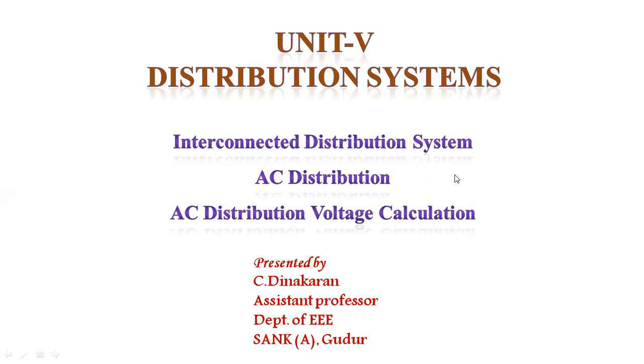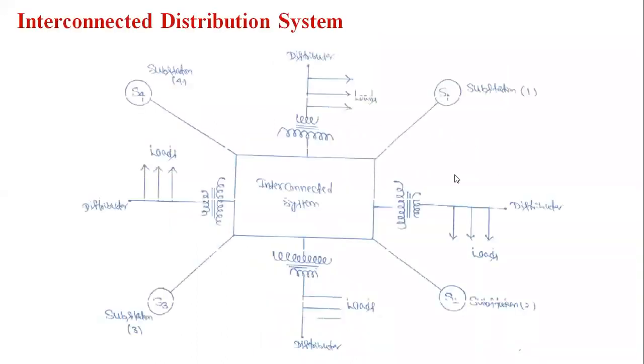In the ring distribution system, the voltage drop is less. Maintenance and repair is also easy. It is reliable when compared to the radial distribution system. And the voltage fluctuation is also less at the consumer end. And this is the interconnected distribution system.